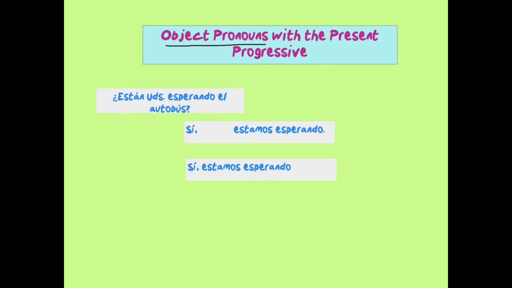Now, this could be an instance where a DOP is used. We've got the verb to wait. What's being waited for? The bus. So when we've got these replies, to sound more legitimate and more authentic, we can use pronouns to replace el autobús. And remember that would be lo for our DOP.